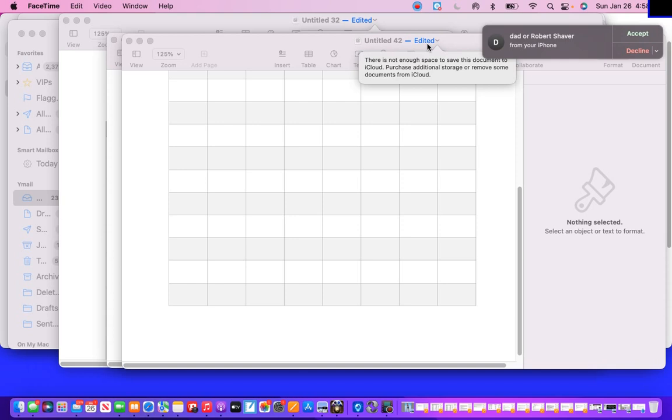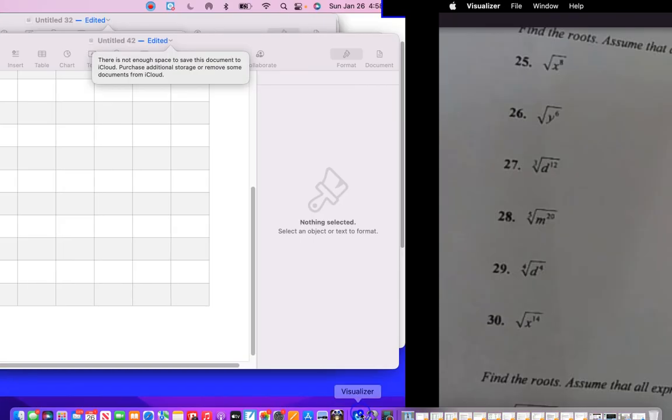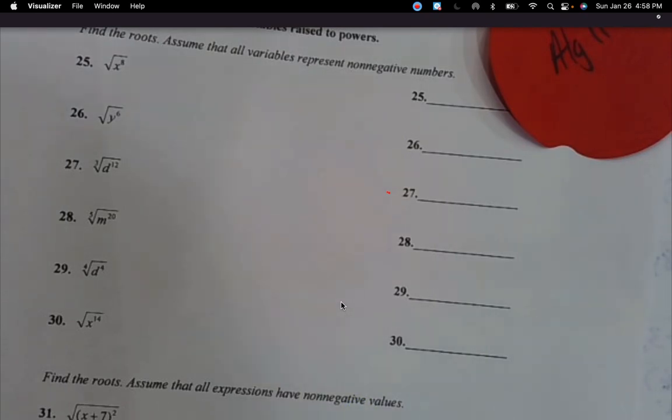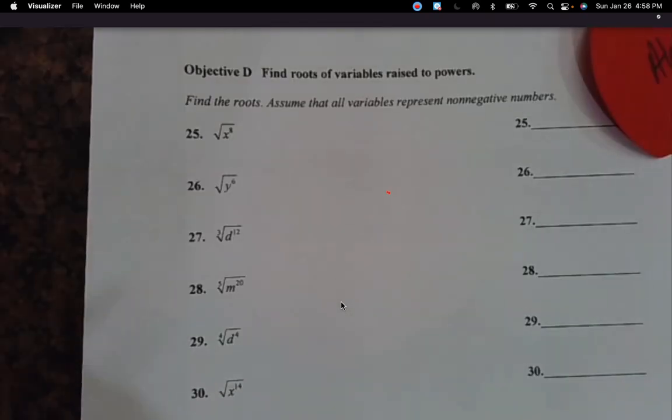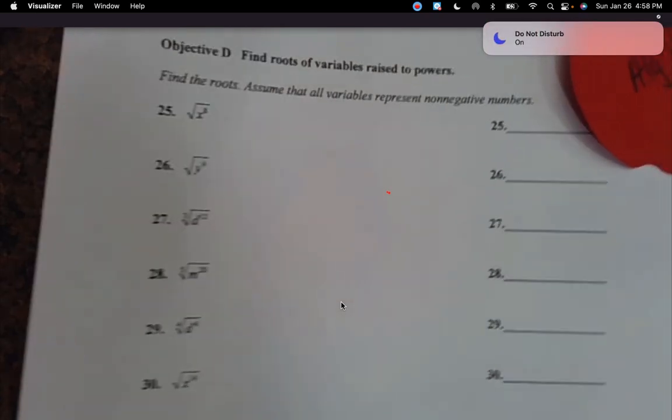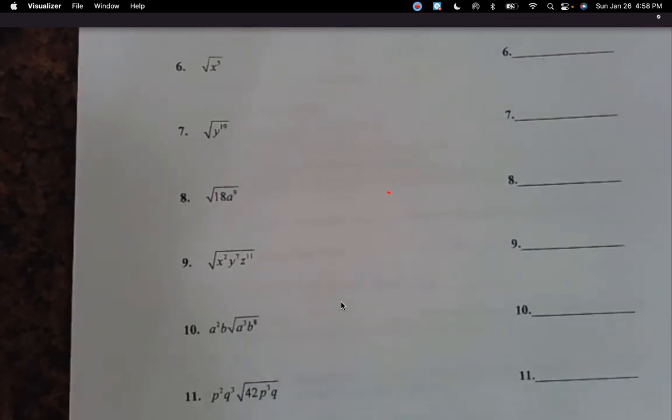Let's look at our last page. Oh no, hold on. This is messing up. Okay. Let's look at our last page. Let me do that real quick. Okay, this one, hold on.